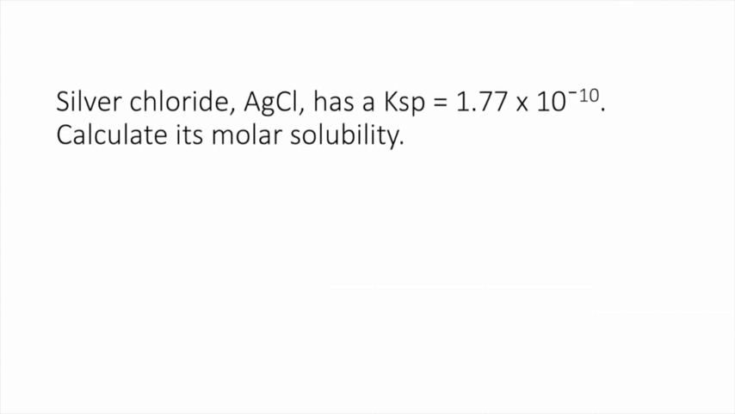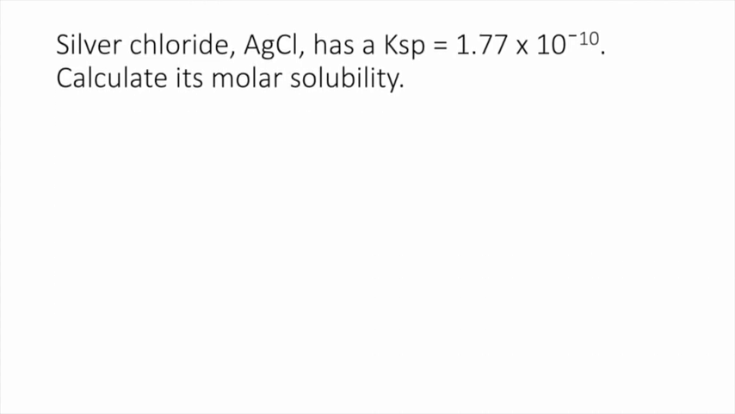Let us now have a sample problem on Ksp. Silver chloride, AgCl, has a Ksp equal to 1.77 times 10 raised to negative 10. Now we have to calculate its molar solubility. We know the dissociation equation and the Ksp expression of silver chloride from the previous slide. Then, we substitute the given Ksp value into the equation. We also substitute a variable for the unknown values that we need to find.